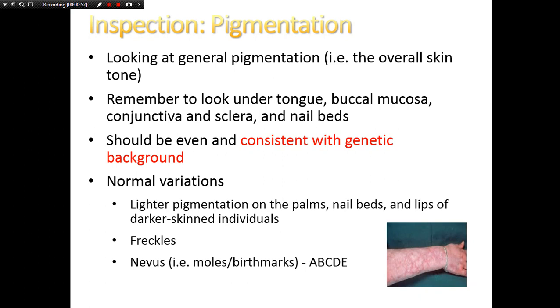A lot of the documentation we'll be doing is whether a patient is normal in pigmentation, consistent with genetic background. So some of the normal variations that don't mean pathology are freckles, or those very small macule lesions, moles, birthmarks, and then some patients who are going to have lighter pigmentation or even darker pigmentation.